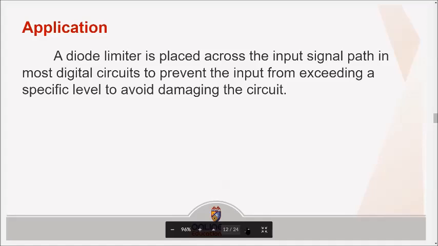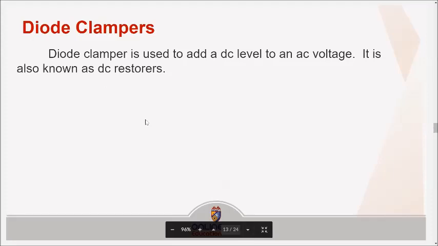Okay, next, how about the diode clamper? This is another topic. A diode clamper is used to add a DC level to an AC voltage. It is also known as a DC restorer. Since we are done with the clipper, we are now in the clamper. It means adding a DC level to an AC voltage. Mag-a-add ka lang ng DC level, or tinatawag din siyang DC restorer. Kumbaga, yung voltage natin is maging compatible or increase.